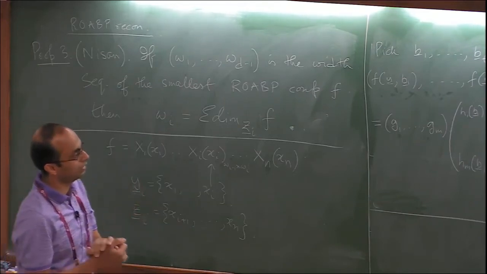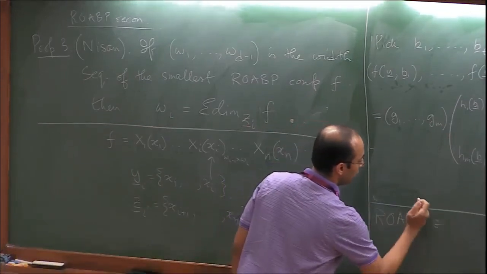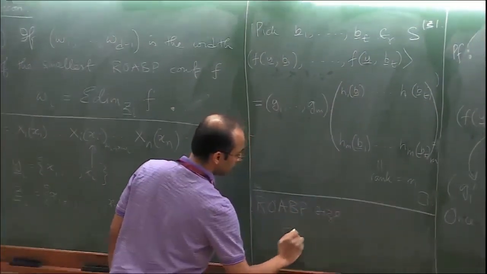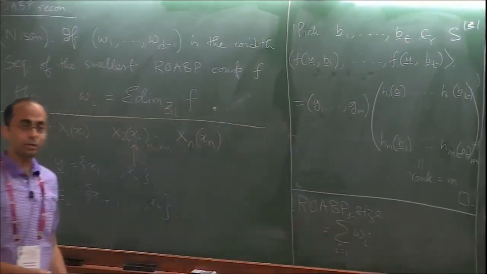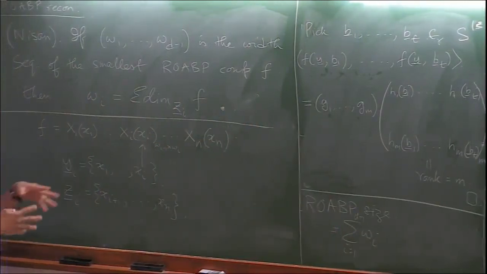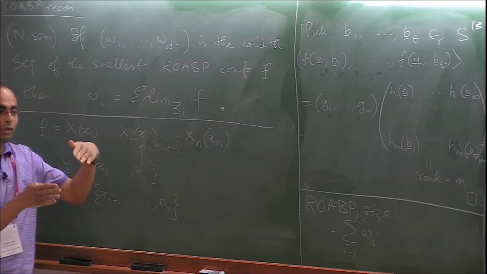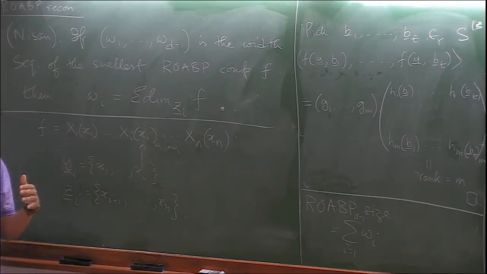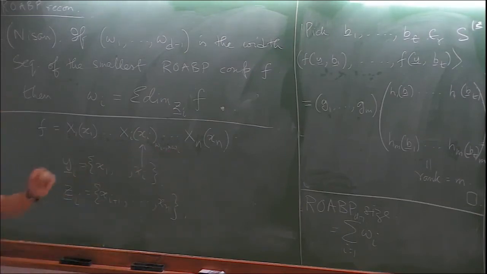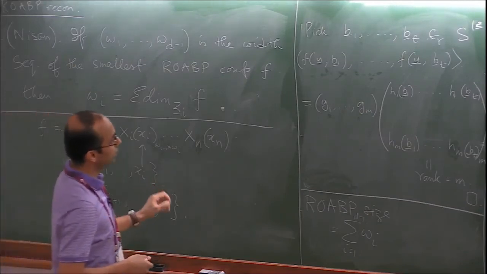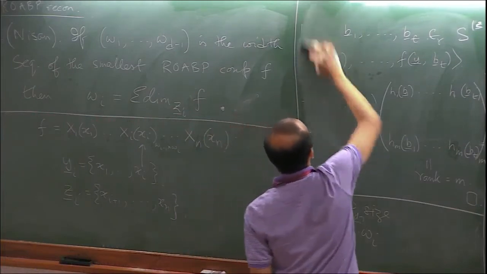ROABP size, I should have mentioned this before, is defined as the sum of these widths. So you would be able to shrink. You can assume that for the smallest ROABP, at each and every point, if you break it up into this row times this column, the polynomials here and the polynomials there are linearly independent. And that would be the evaluation dimension from that part B. So we'll use this, and now we are ready to write down the algorithm and analyze it.